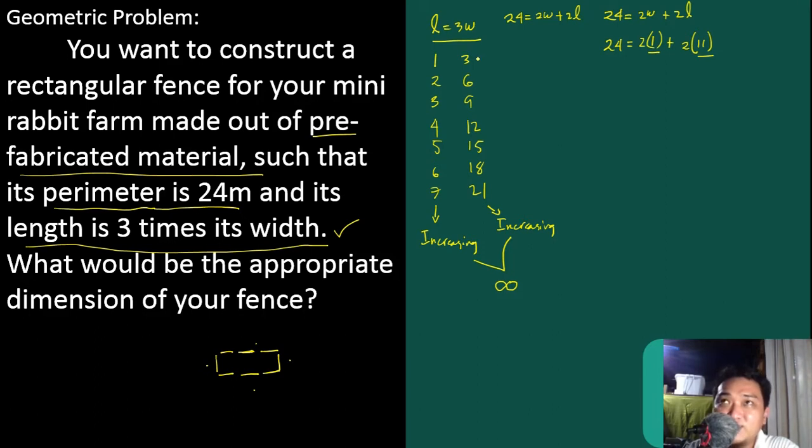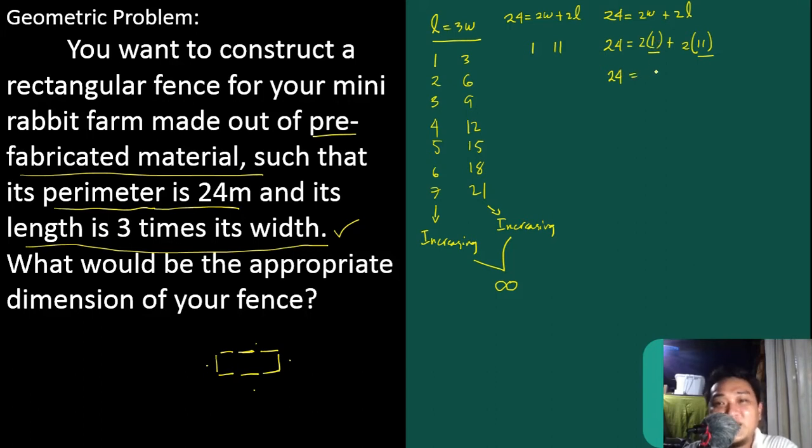The x-axis will pertain to the width, and the y-axis will pertain to the length, para hindi magulo. So meron na tayong unang ordered pair natin: 1, 11. Let us discover more ordered pairs na yung kanyang perimeter is 24.